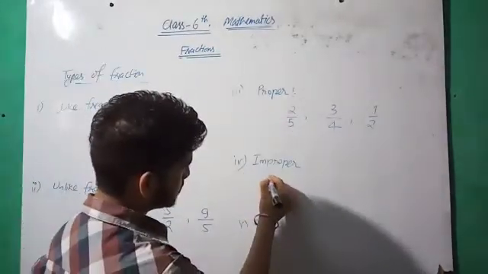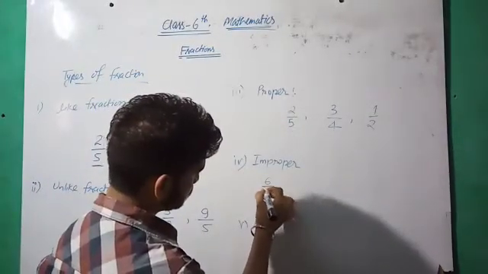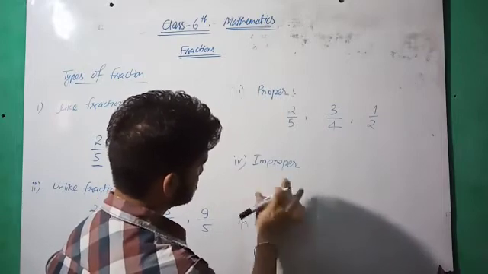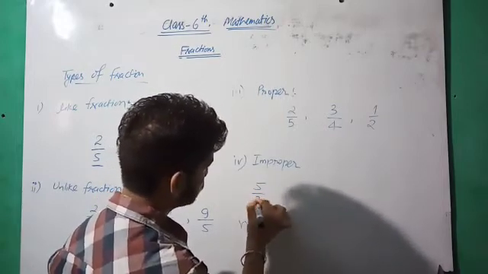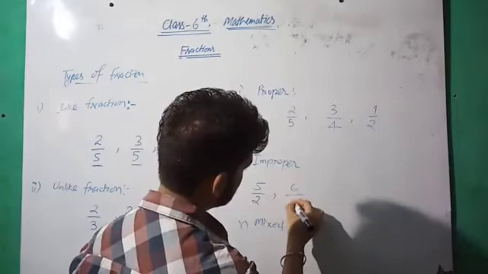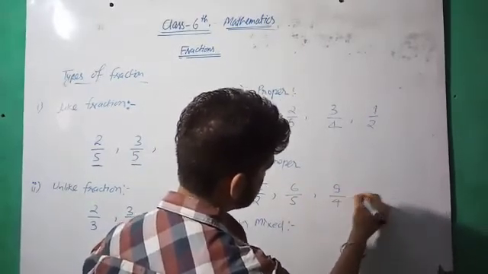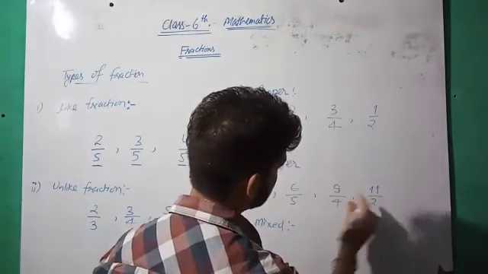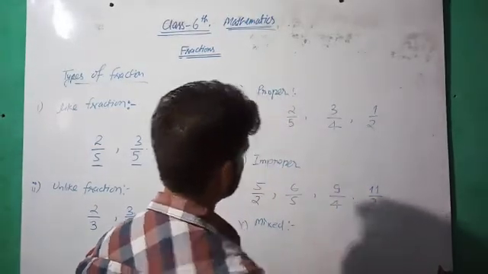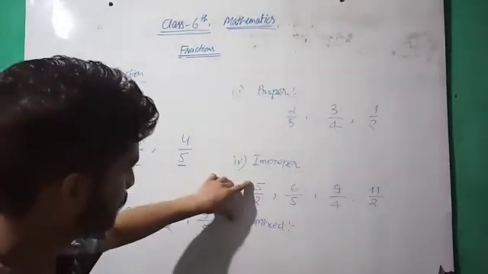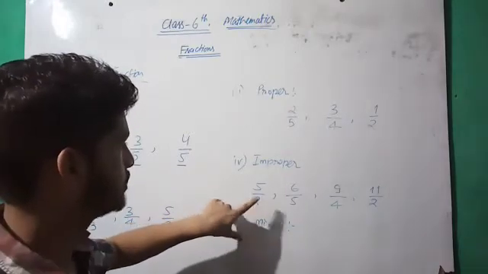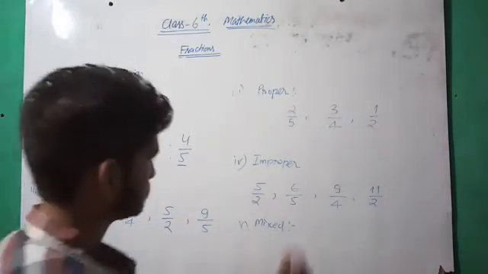If the denominator is less than the numerator, like 5 by 2, 6 by 5, 9 by 4, 11 by 2, these are improper fractions. If the numerator of a fraction is greater than the denominator, then it is known as an improper fraction.